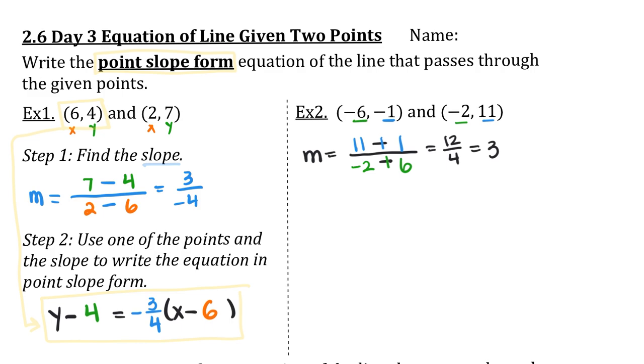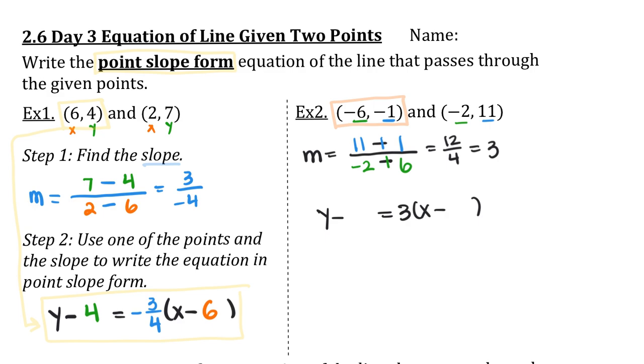So now I can do point slope form. Remember, point slope form looks like this. I know the slope is 3 now. And now you can use either ordered pair for your point. It does not matter. Okay, if one of them looks easier, use the easier one. I'm using the first one for no particular reason.